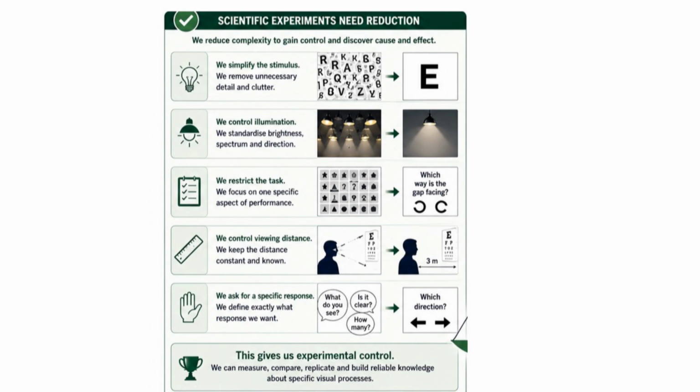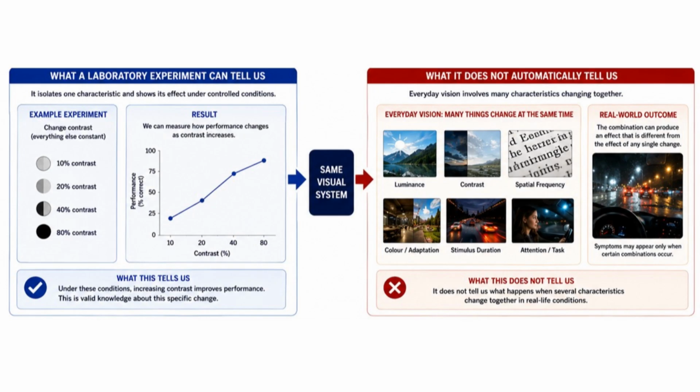Reduction, the strength and the weakness. This creates an important paradox. Scientific experiments need reduction. We simplify the stimulus. We control illumination. We restrict the task. We control viewing distance. We ask for a specific response. This gives us experimental control. But there is a trade-off. The more variables we remove, the less of the real visual situation remains.